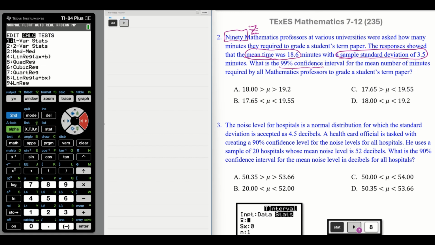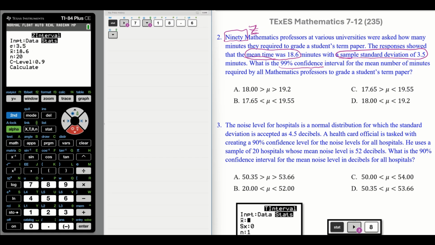Stats, arrow over. We're using number 7 because we're using z. So we have the sample standard deviation in there. And then what is our mean? Our mean is 18.6. Standard deviation, our mean. And now how many were we using? We're using 90. I'm sorry, it took me a second.